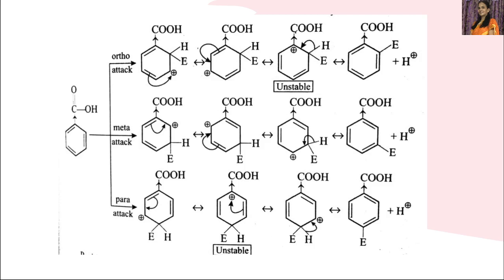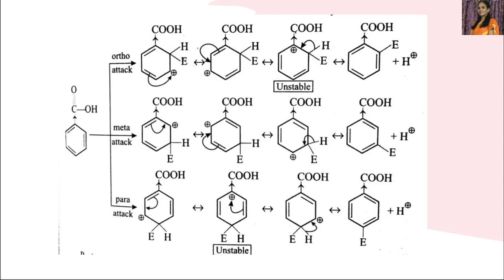And finally, this sigma complex loses a proton to the other part of the reagent to form the final product, the ortho disubstituted product, where the electrophile is substituted at the second position. So this is not favorable, because here we have an unstable resonance structure during the attack of the electrophile at ortho position. Now let's consider the meta attack.